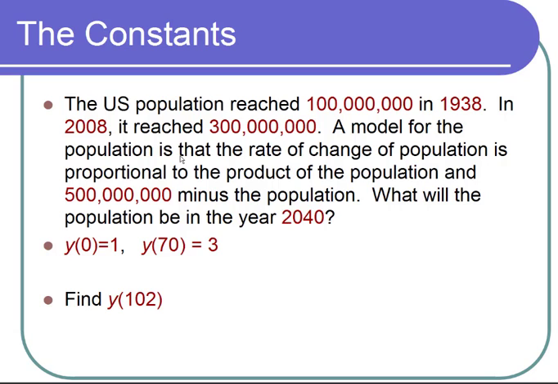So now let's get the constants. We know the population was 100 million, or 1 in hundreds of millions, in 1938, which we'll call the initial time 0. So that tells us y of 0 equals 1. In 2008, which is 70 years after 1938, it was 300 million, so that tells us y of 70 years later is equal to 3 in hundreds of millions. So finally, we want to find out what is it in the year 2040. Well, 2040, you can do the subtraction, is 102 years after 1938. So we want y of 102.